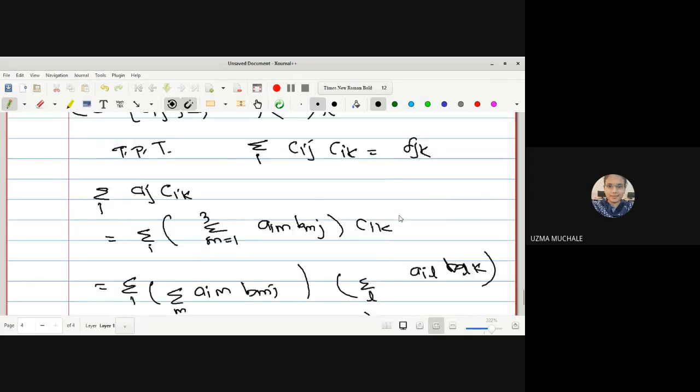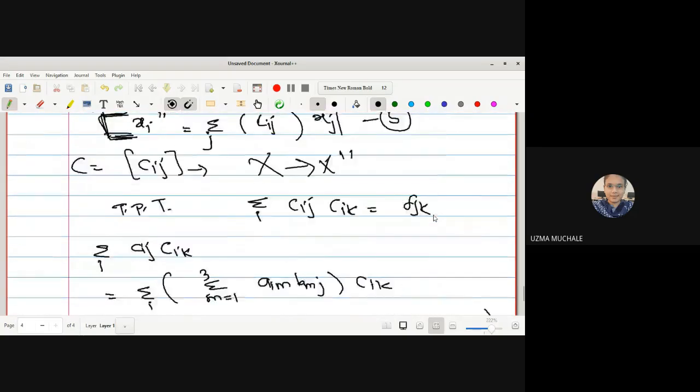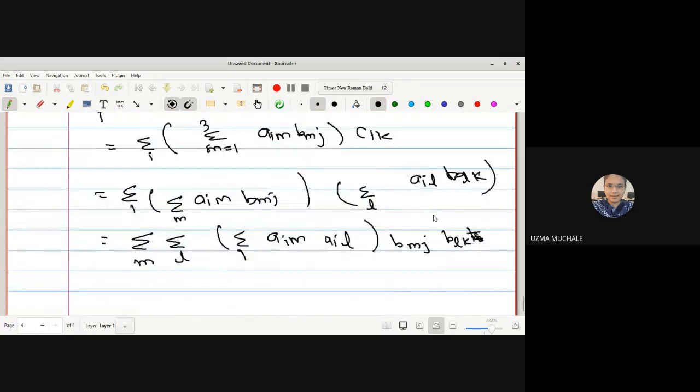Okay, now let me check what equation 3 and equation 4 are. Equation 4 is Aij Aik equal to delta jk. Aij Aik is delta kj, sorry, delta jk. Here also we have summation over i, Aim, Ail. So this I can write as delta ml. Aim Ail, and in this I can write Bmj as it is, Blk.